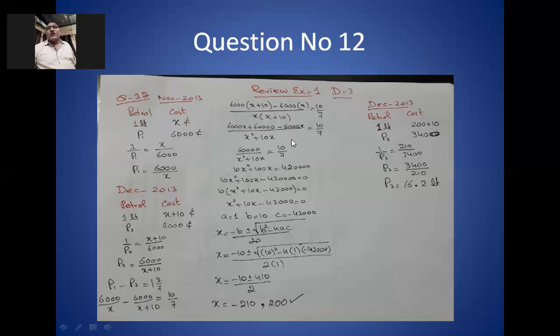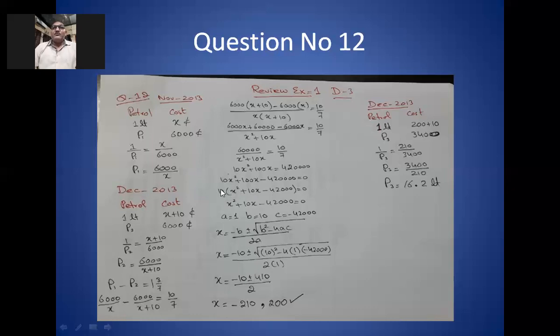Here you can cross multiply when you have just two fractions and between them we have an equal sign. So we will cross multiply it, and you will have 10x squared plus 100x equals 420,000. So we will have 10x squared plus 100x minus 420,000 equals 0. You can see in all of them, you can take 10 common. I've taken 10 common, so you are left with x squared plus 10x minus 42,000 equals 0.